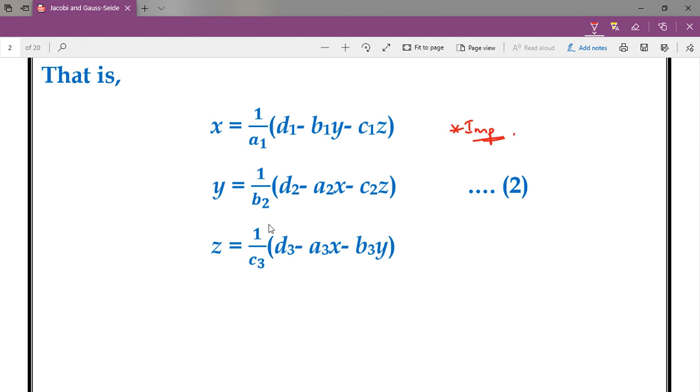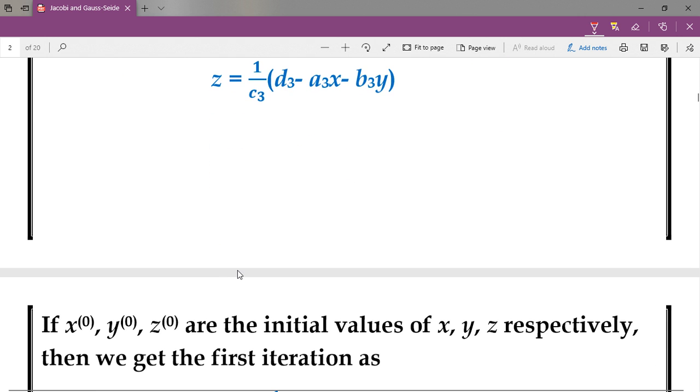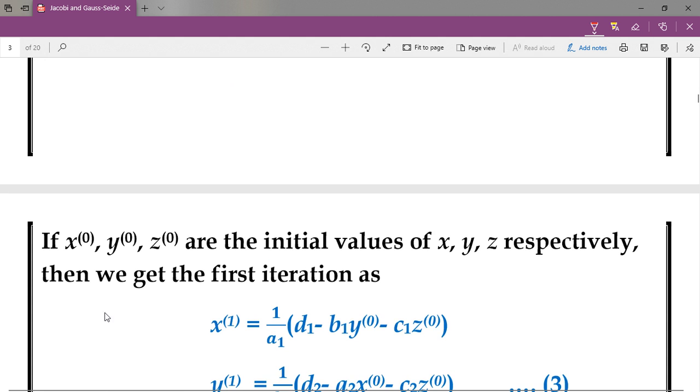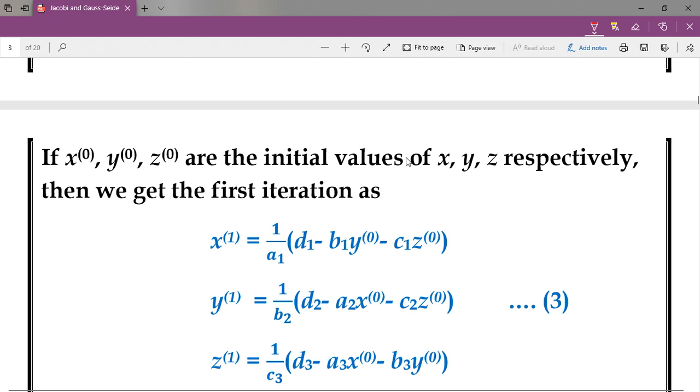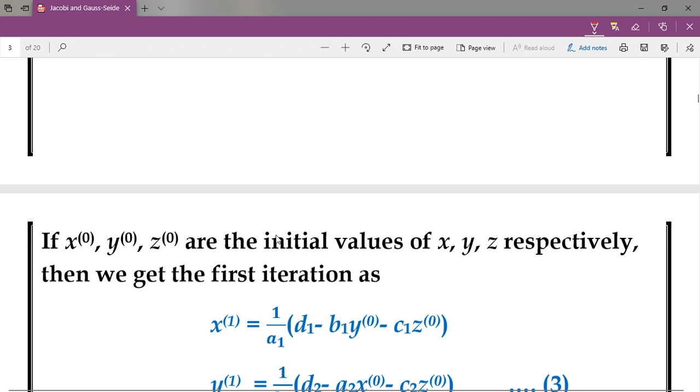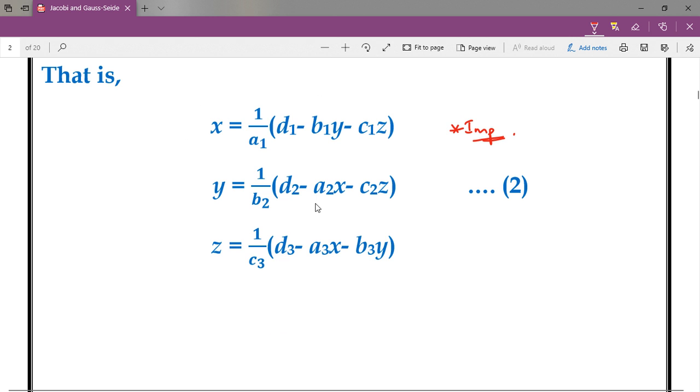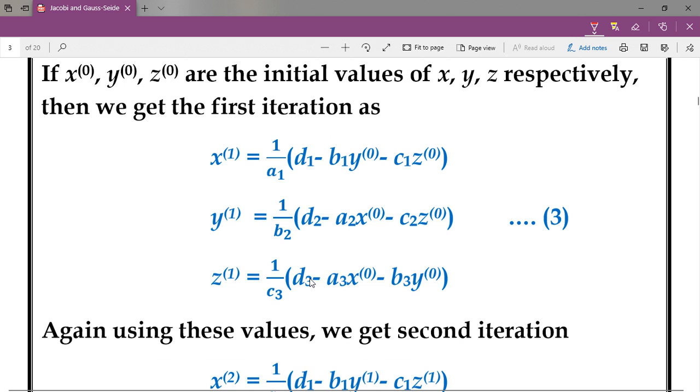Okay, so now initially we are going to take, so what is the initial value we are going to take? x0, y0 and z0 are the initial values of x, y, z respectively. Then we get the first iteration as, so this bracket we have written is for the zeroth iteration, that is x0, y0 and z0. In place of x, y, z, we are taking x0, y0 and z0 as initial approximations.